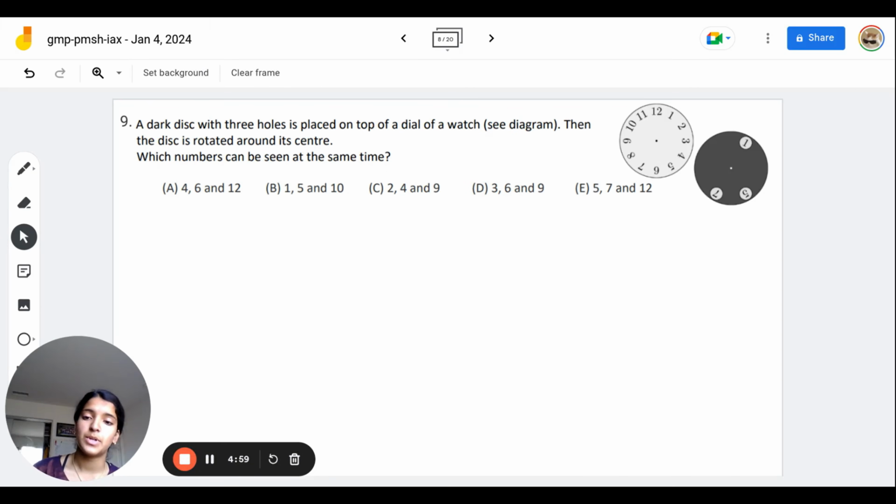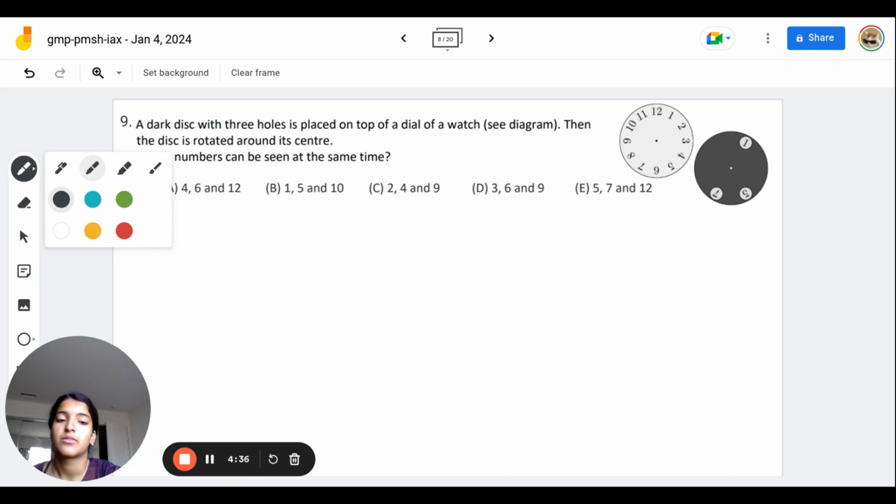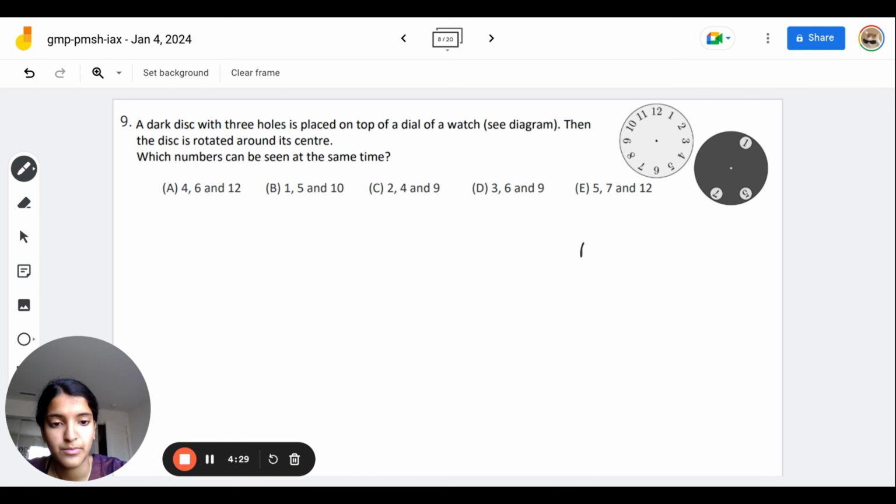Number 9. A dark disc with 3 holes is placed on top of a dial of a watch. See the diagram. Then the disc is rotated around its center. Which numbers can be seen at the same time? So for this problem, I'm going to have my little cute clock cursor to help me out. So what we would first start off with is we're going to write down all the possible numbers that would be shown at the same time.